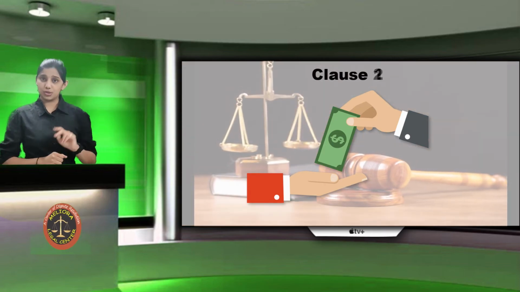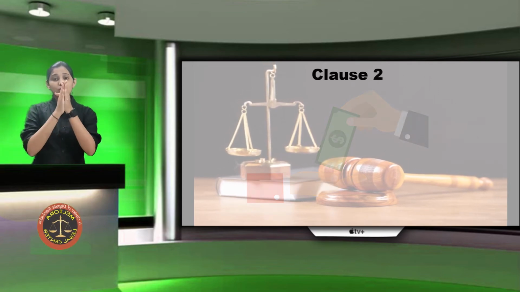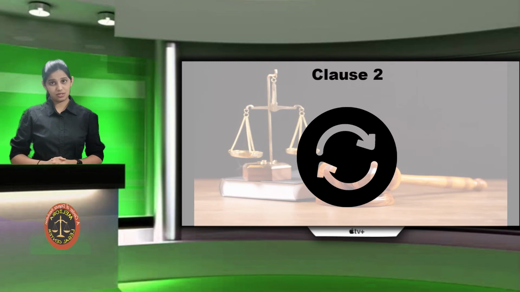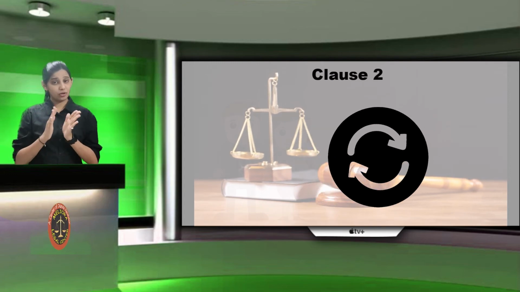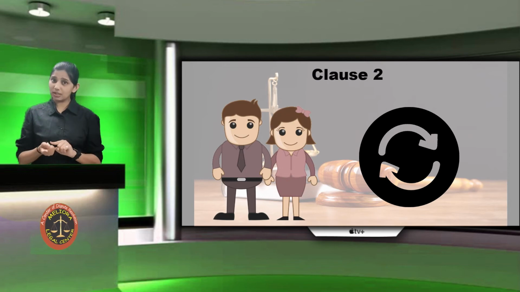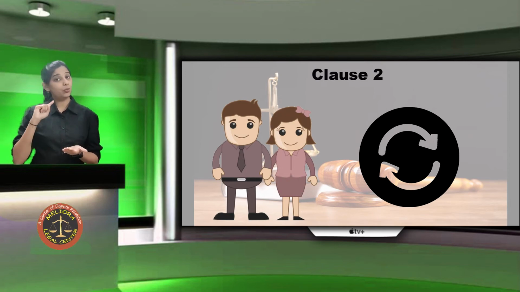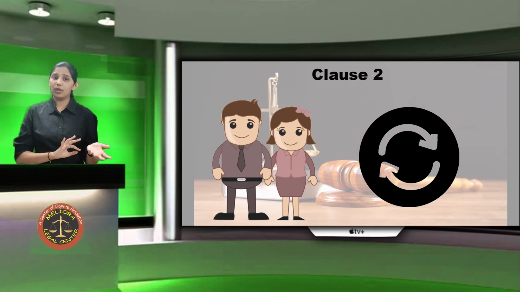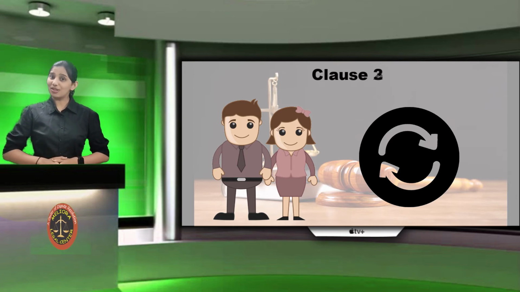Here comes clause 2. You can see on the screen, Section 25 talks about the change in circumstances. See, if there is a change in the circumstances of either of the parties, then as per the circumstances, the order which was made under clause 1 may be modified or varied as the court may deem fit. Clear?